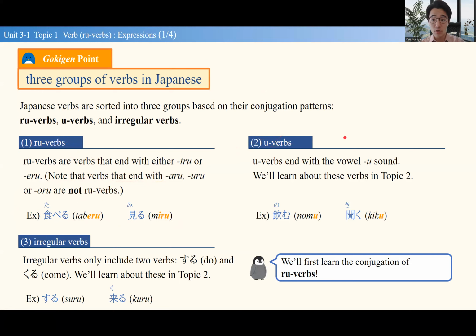Second type, u-verbs, those are the verbs that end with the u sound. Like nomu, to drink, kiku, to listen. So verbs ending in u sounds are called u-verbs.